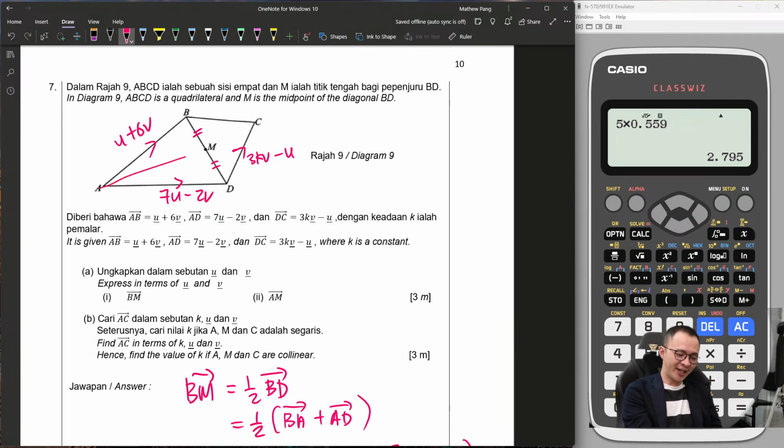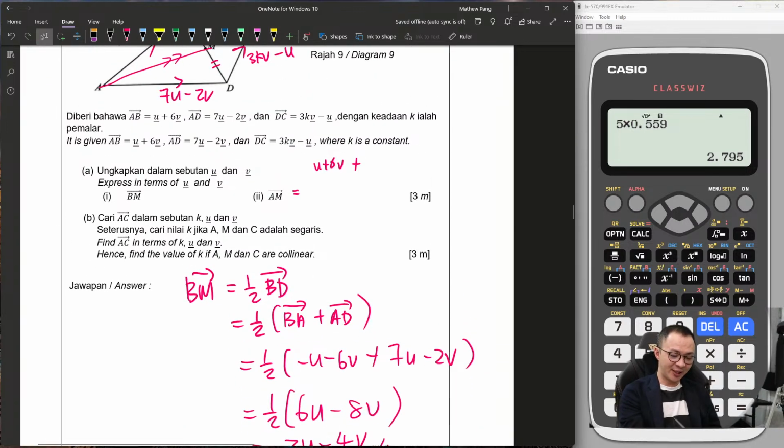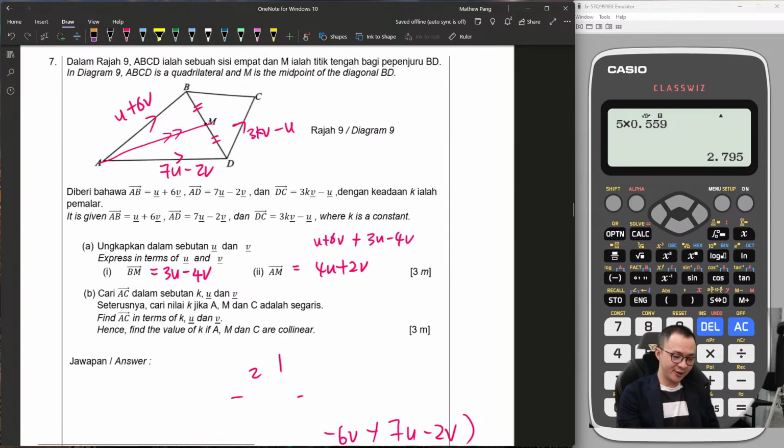Then we want to find AM. So it's basically AB plus BM, right? So AB is U plus 6V plus BM. BM is 3U minus 4V. So U plus 3U, I got 4U plus 2V. Okay, I got AM. BM I write it down also, just in case you need it, 3U minus 4V. Okay, if I don't make any careless mistake, this one should be the correct answer.